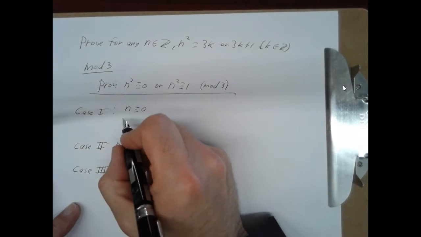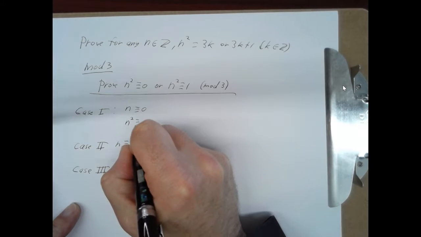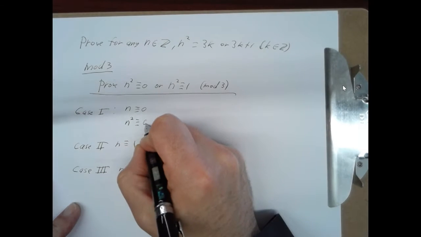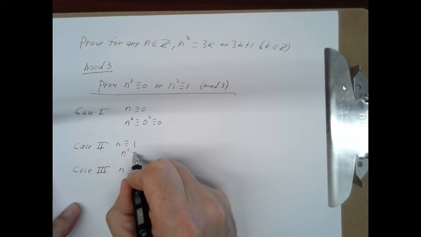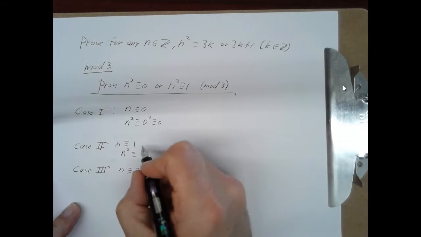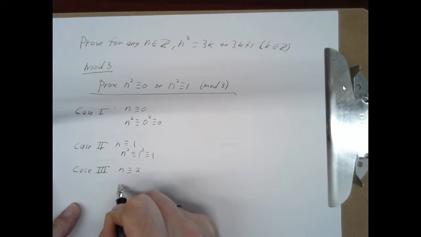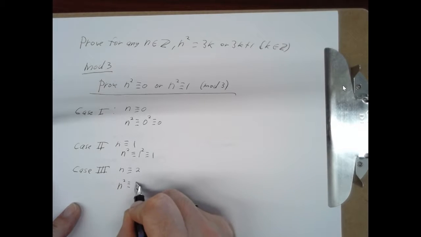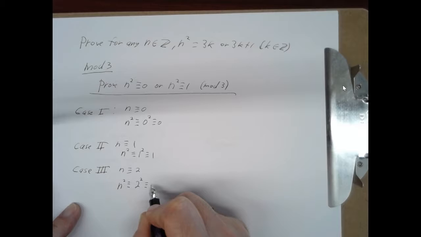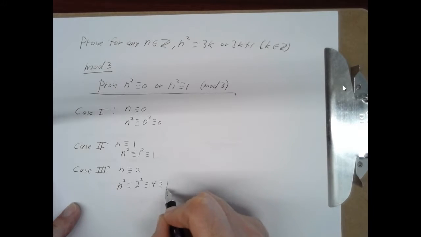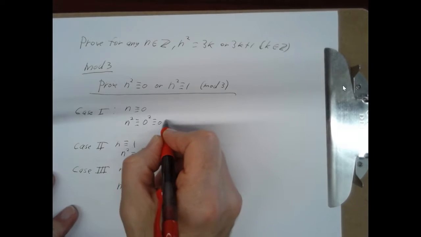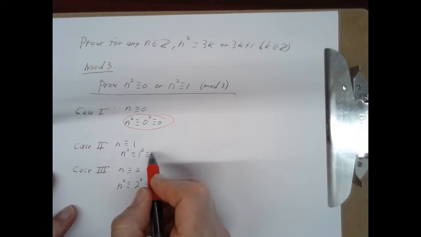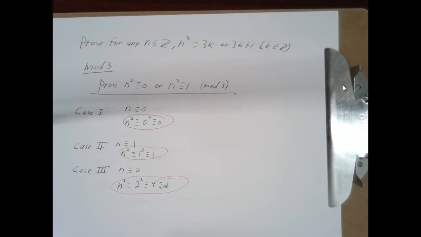So if n is congruent to 0, do we know what n squared is congruent to? It's 0, right? It's 0 squared, which is just 0. If n is congruent to 1, n squared is congruent to 1 squared, which is 1. And if n is congruent to 2, n squared is congruent to 2 squared, which is 4, which is congruent to 1 modulo 3. And so in the only 3 possible cases, we've shown that either n squared is congruent to 0 or n squared is congruent to 1, which is exactly what we were asked to show.